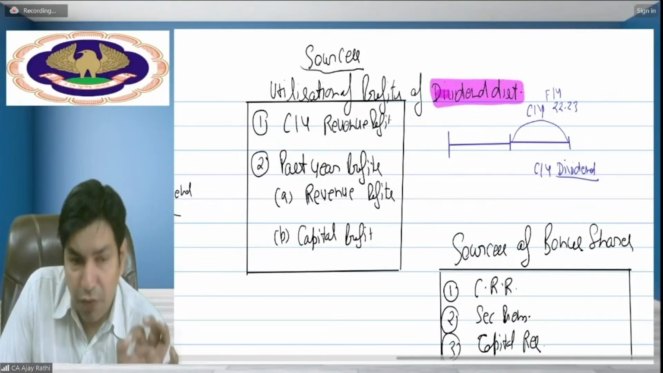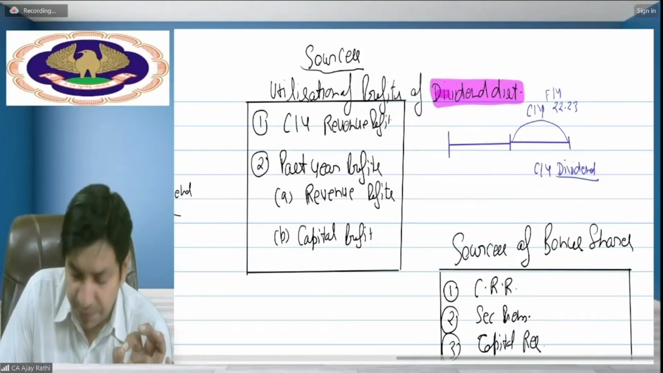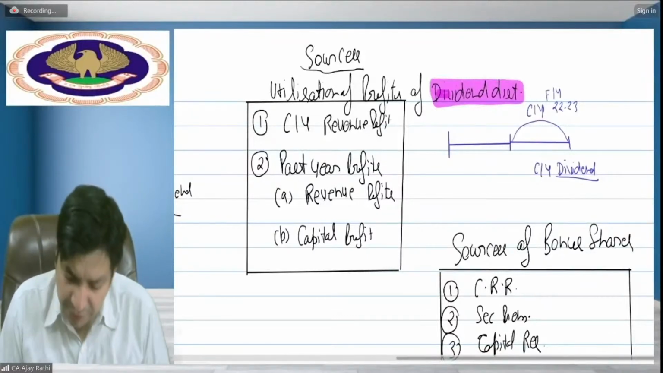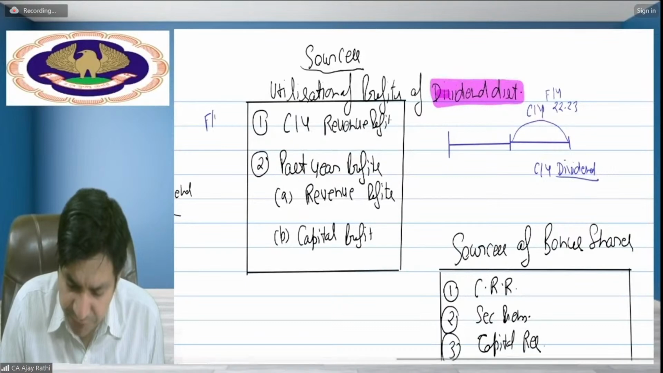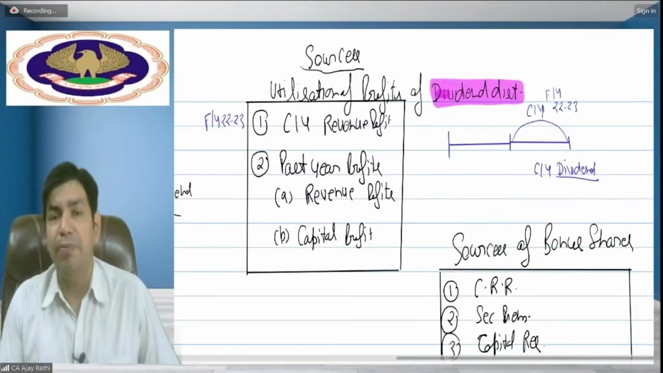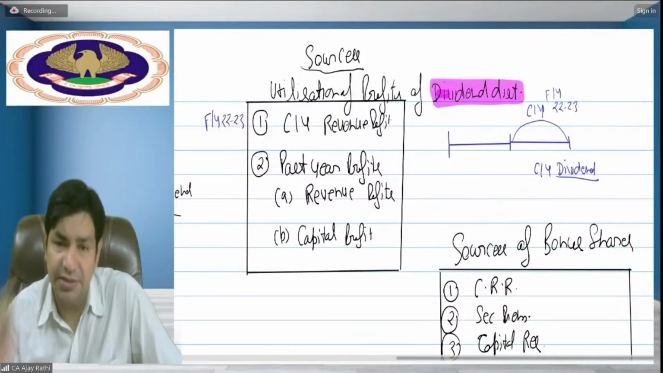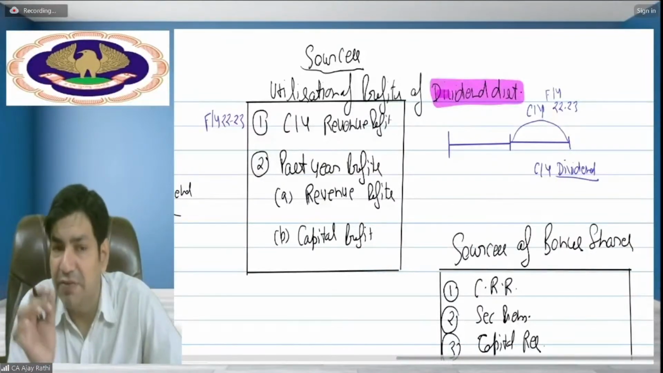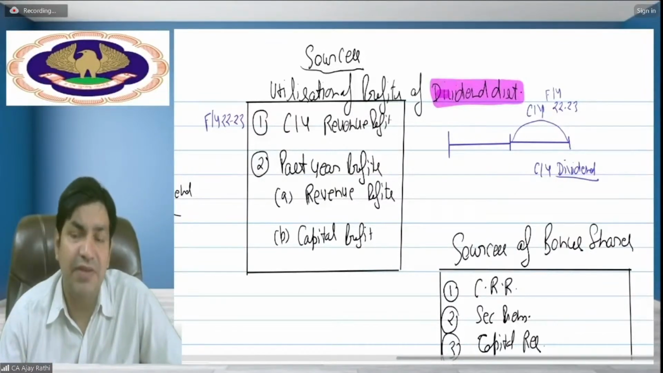Please use this. For the financial year 22-23, if dividend is being declared, then first we have to utilize the financial year 22-23 profit. That will be called the current year profit, to which the dividend relates, for which we are distributing dividend. First we have to utilize the revenue profit of the year. What was the earning of that year?